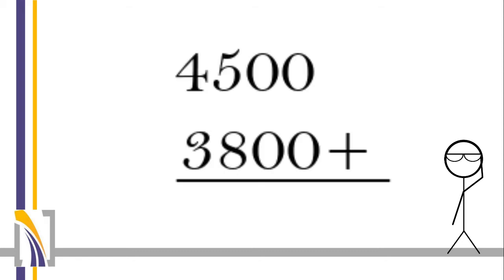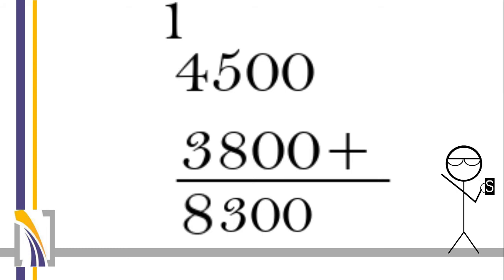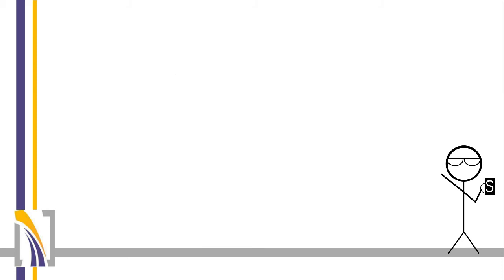Let's use this number, 4500 plus 3800. The 5 and the 8 becomes 13. Now, where does the number 1 in 13 go? It goes to the thousands, which is above 4 and 3. That means we just add 1 plus 4 plus 3, which equals 8,000. So the sum of 4,500 plus 3,800 is 8,300. Easy, isn't it?